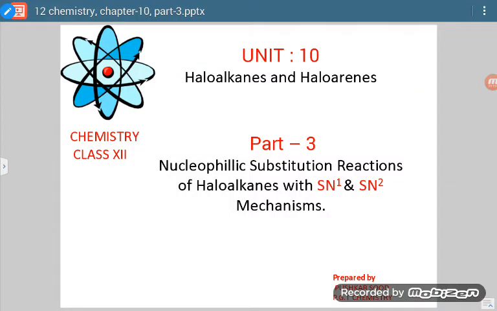Good morning, students. So today we are going to discuss nucleophilic substitution reactions. Now see, nucleophilic substitution reactions of haloalkanes follow two types of mechanisms. One is called SN1 and the other is called SN2 mechanism. So we are going to discuss these two mechanisms of haloalkanes.